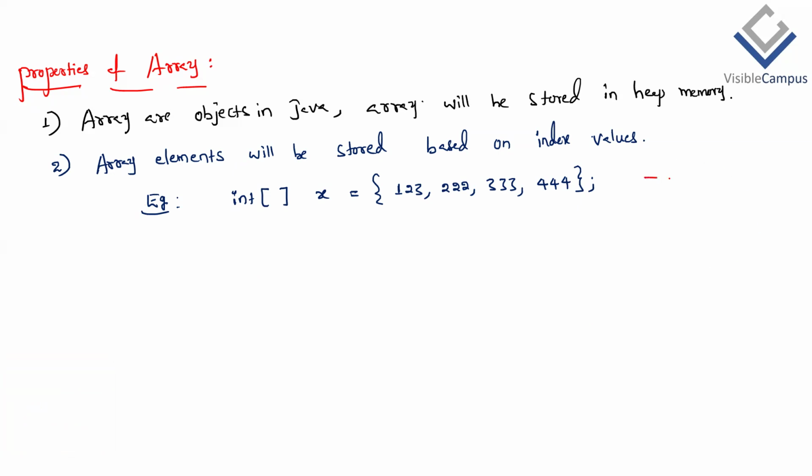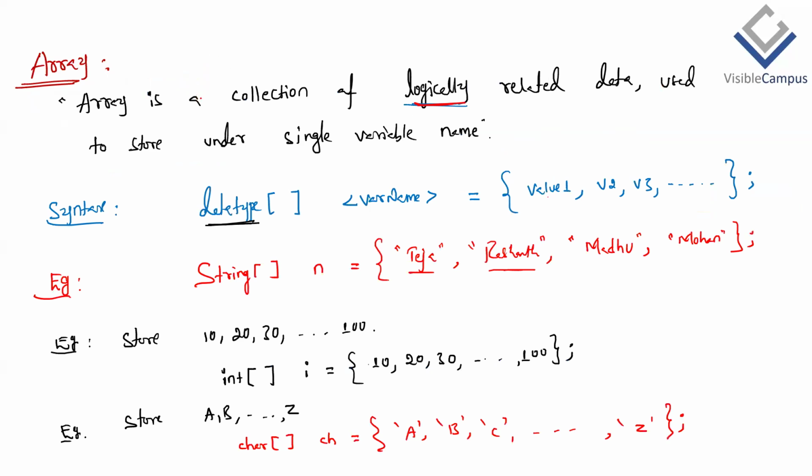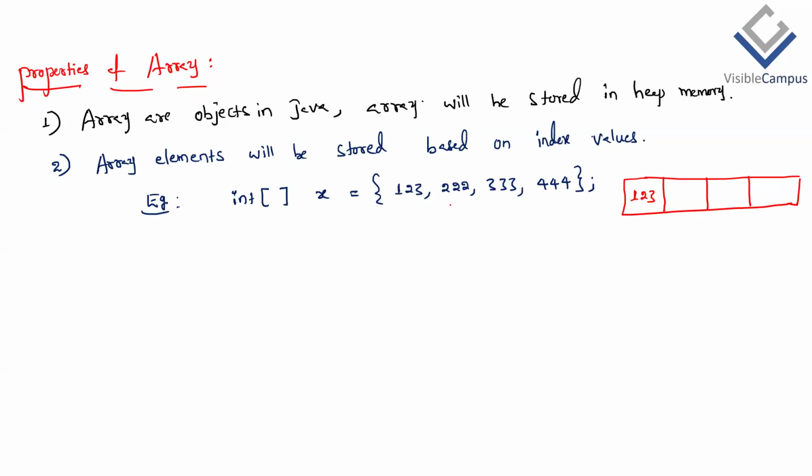So the array is an ordered collection. If this is the heap memory, JVM will allocate 4 memory locations in the object because it has 4 values. Then the first value will be stored. It's an ordered collection. Ordered collection means however the programmer gives the values, in the same order in memory also they will be stored. That's why it's an ordered collection. So 123, 222, 333, and 444. This is how it will be stored. But based on what? Index values.